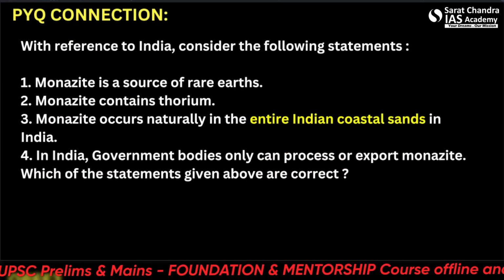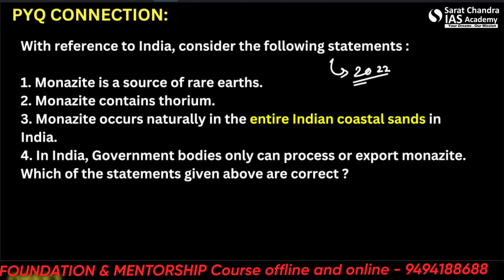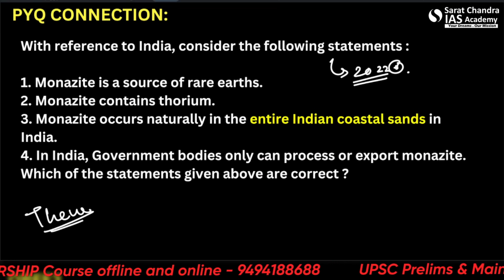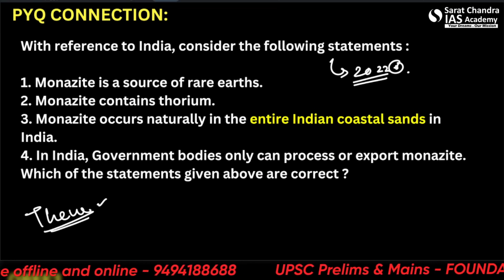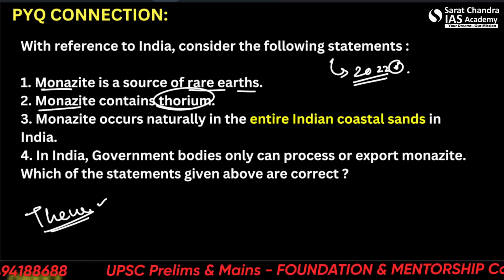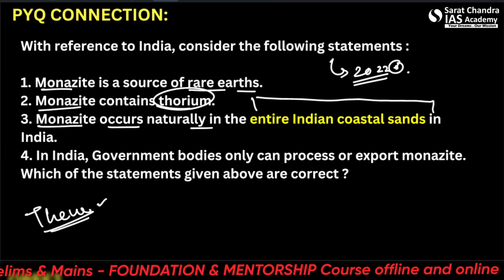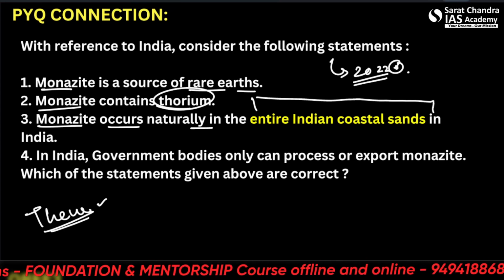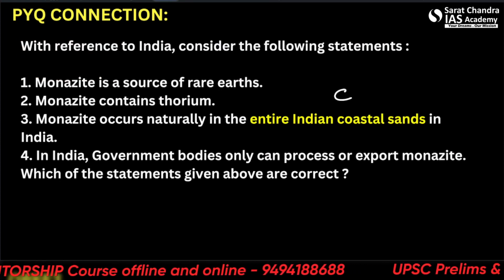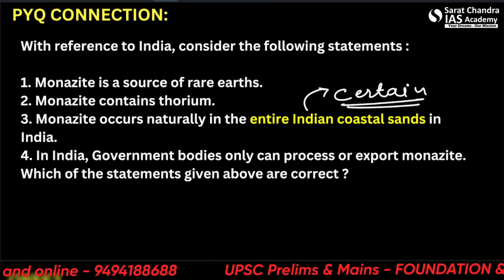With reference to India, consider the following statements. This was in fact asked last year only, in 2022. So let's see what the pattern was there, what the theme was there. The same question from minerals. So monazite is a source of rare earths. Monazite contains thorium. So monazite occurs naturally in the entire Indian coastal sands. A similar question has come, asking something about certain coastal sands. From this option only, one question has emerged.